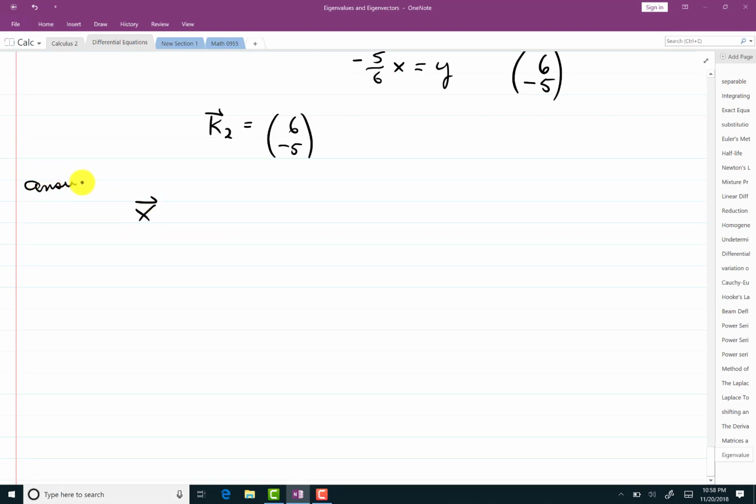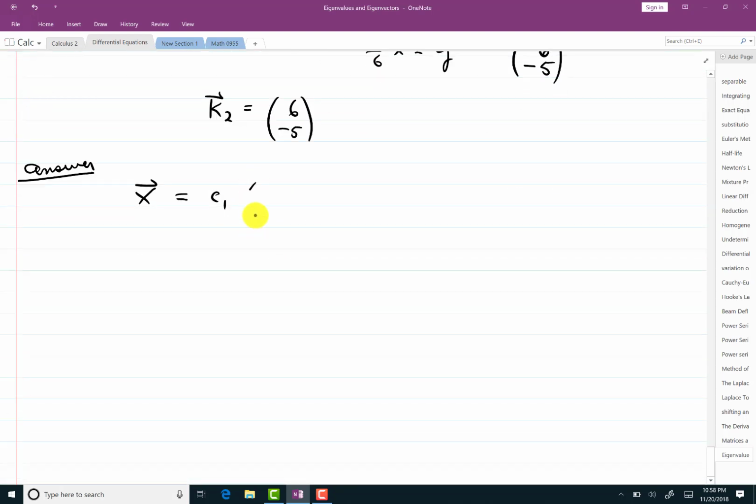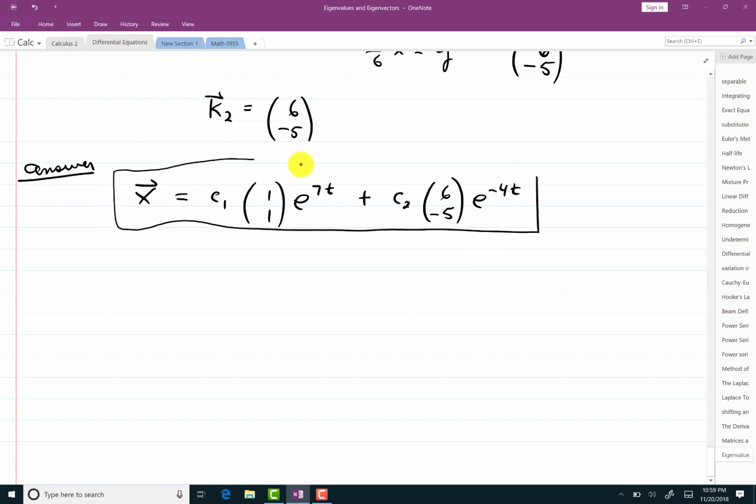Here's the answer. You will get C1, K1 was our first eigenvector, and it was 1, 1. Our first eigenvalue was 7. Then we have C2, my second eigenvector, 6, negative 5, and then e to the negative 4t. That shows my second eigenvalue. And there is the solution to a system of differential equations.